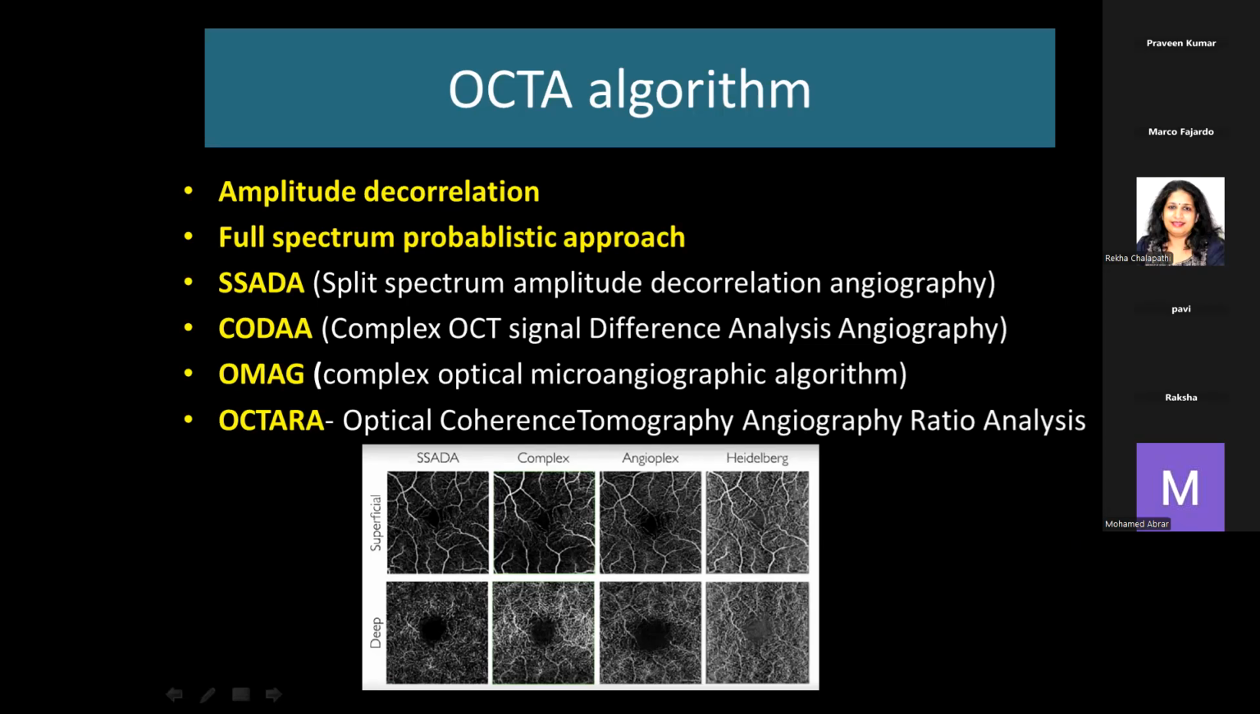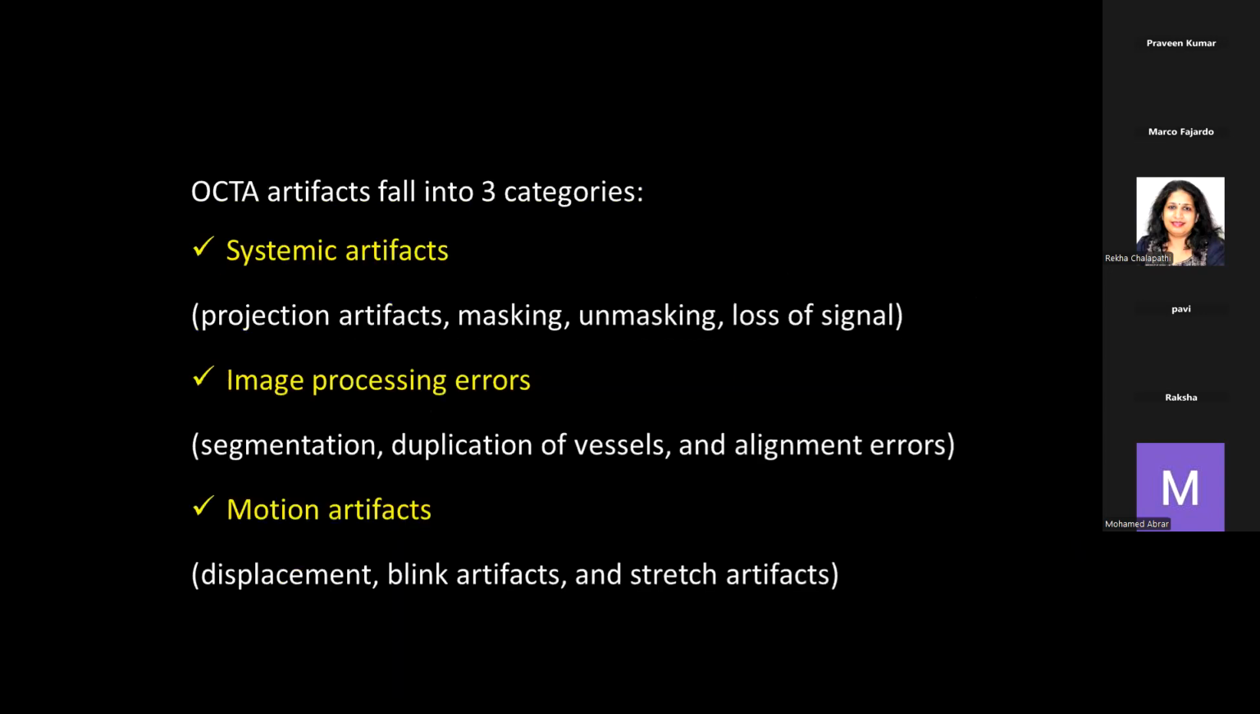The main problem with any of the OCTA machines is the artifacts. Some could be related to projection artifacts. While imaging, it takes a little bit of time, you'll have a loss of signal, and you can have artifacts. Sometimes segmentation errors can occur. Sometimes the vessels themselves can bring about artifacts and you get duplicated vessels. Alignment errors can occur sometimes, and image processing errors can occur.